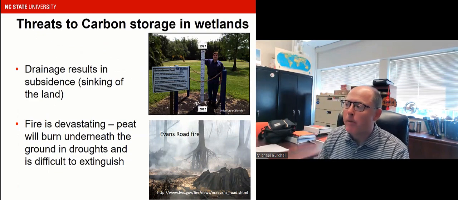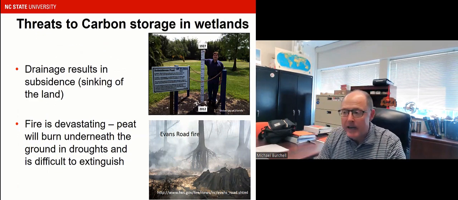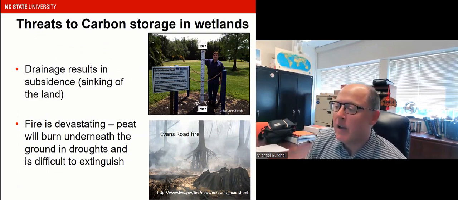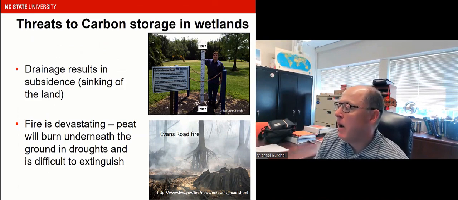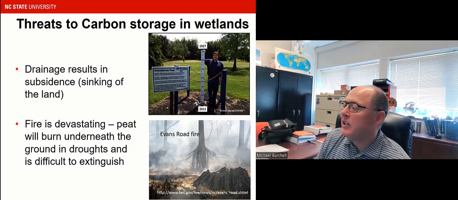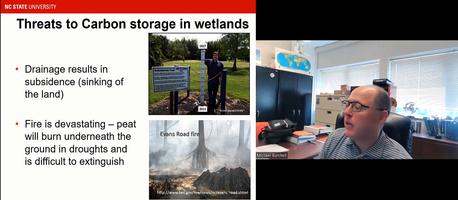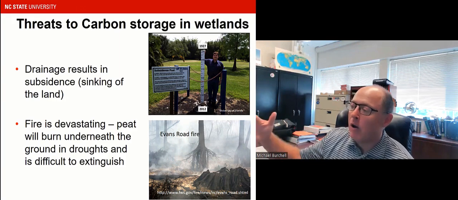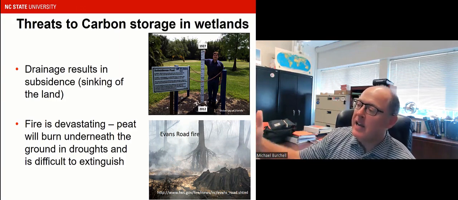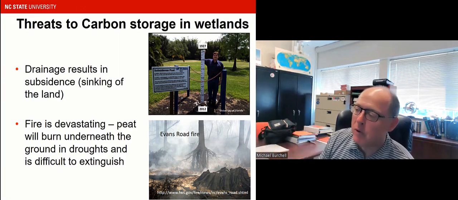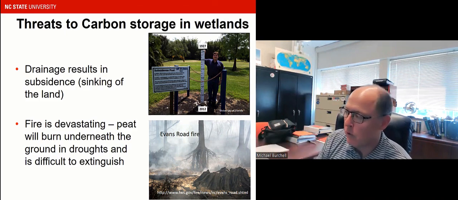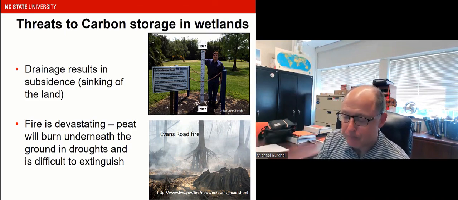So other threats to carbon storage in wetlands: drainage results in subsidence, or the sinking of the land. And this is a photo from the University of Florida that shows the land elevation of this particular location in 1927 compared to 2012. So about a 2-meter drop there. And that really shows all of the carbon that was in that ecosystem has been burned off by microbial degradation, and that CO2 has been returned to the atmosphere.